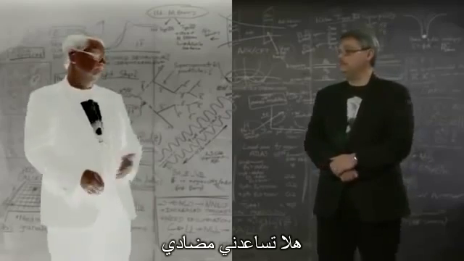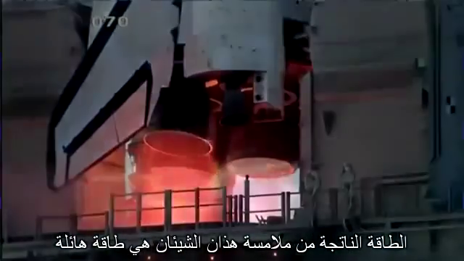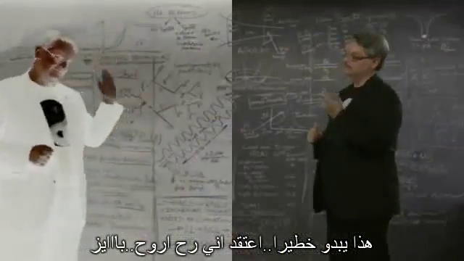Can you help me out, anti-me? Sure. We'll take these matter and antimatter paperclips and touch them together. The energy that would be released when these two things are combined is enormous. About 20 times as much energy as it takes to lift the space shuttle into orbit. That sounds dangerous. I think I'll get out of here. Bye. Good idea. I'll see you later.